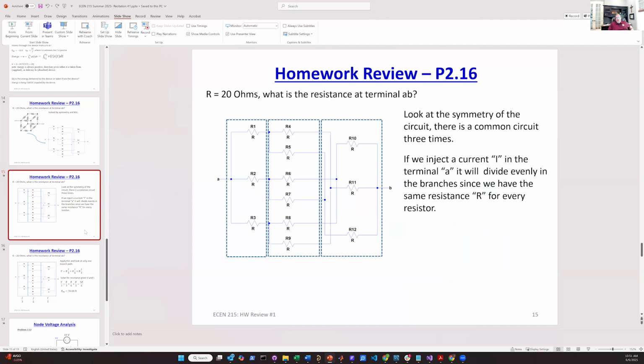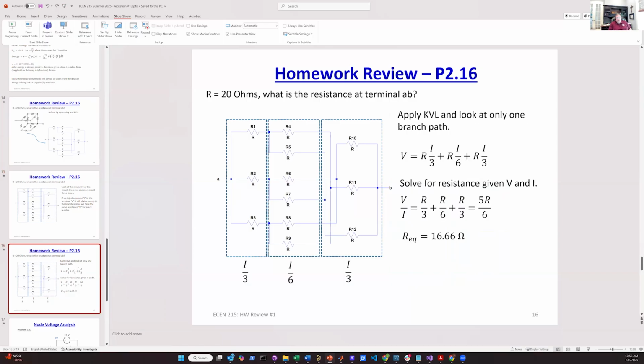If we look at the circuit as three elements, if we inject this current, we evenly divide. The resistors are all the same. We're just being asked to solve what the equivalent resistance is. We're told what R is, and it's the same for all of these. We just need to inject current and see what happens. Whatever that current is, arbitrarily set it as I. So we have a third current here, a sixth current, going through each resistor.